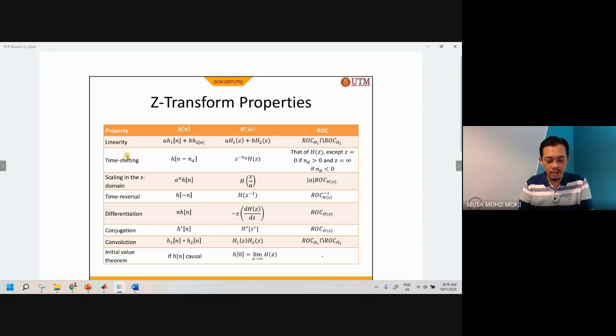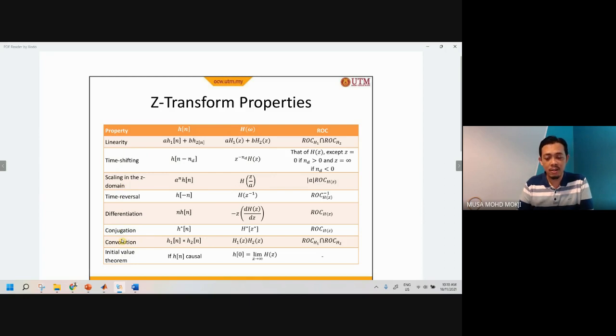So we're going to look at examples of these properties. We're going to look at linearity, time shifting, scaling. We're going to skip time reversal, differentiation, and conjugation. Then we're going for convolution. So we're going to look at linearity, time shifting, scaling, and convolution, because those are the properties that most of the time we're going to use. We're going to use linearity, time shifting, scaling, and convolution many times.